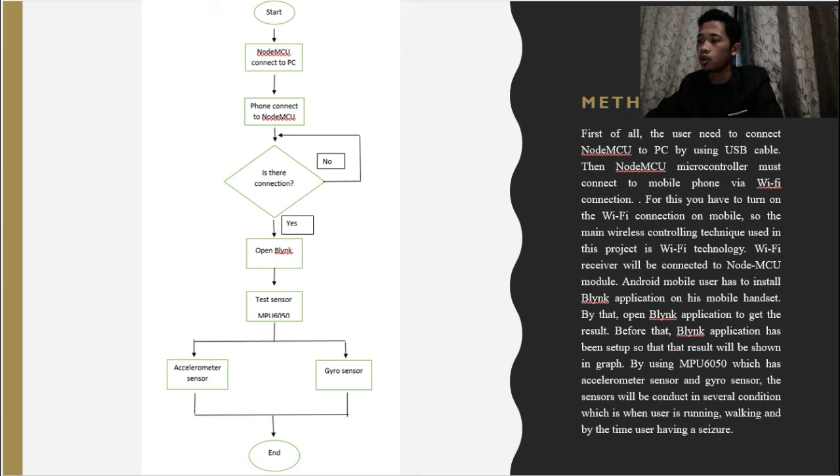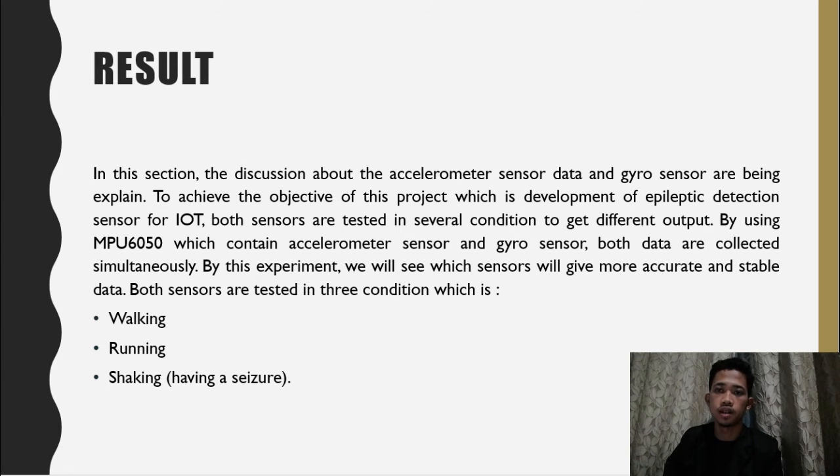By that, open the Blink application to get the result. Before that, the Blink application has been set up so that the result will be shown in a graph by using the MPU 6050, which has an accelerometer sensor and a gyro sensor. The sensor will be tested in several conditions, which are when the user is running, walking, and having a seizure. Next is the result.